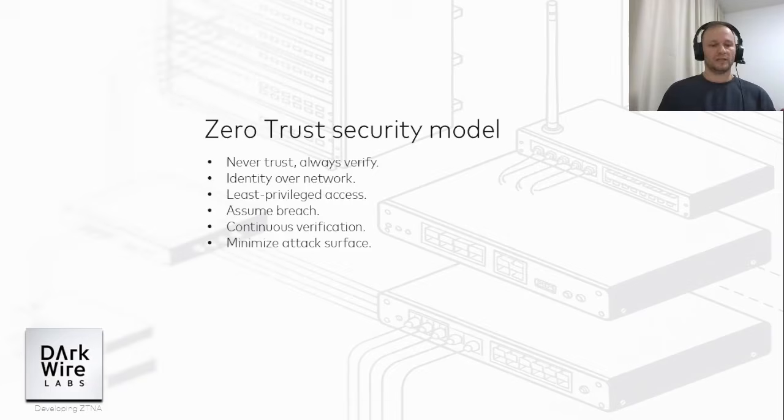Last one, minimize attack surface. Applications are hidden and reachable only through policy-controlled access paths. And I'd like to add that zero trust network access is the evolution of the VPN, moving from network access to application access.